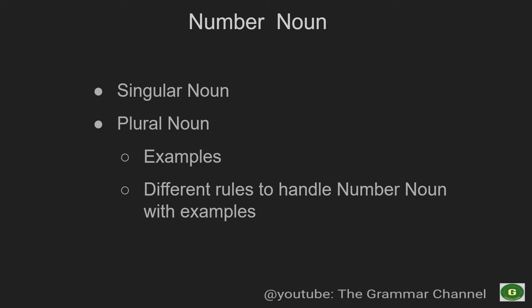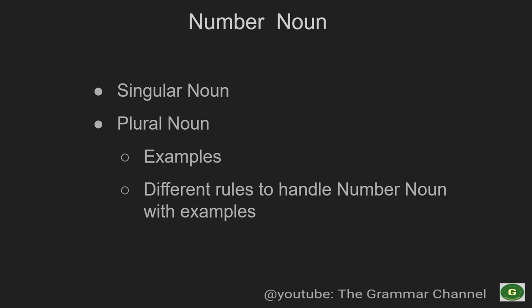Now, the third rule is, when a singular noun ends with the letter o after a vowel, add s to make it a plural form. I'll give you some examples. Radio, R-A-D-I-O. The plural form is R-A-D-I-O-S, radios. So we have just added s to change it into the plural form. Video, V-I-D-E-O, the plural form is videos.